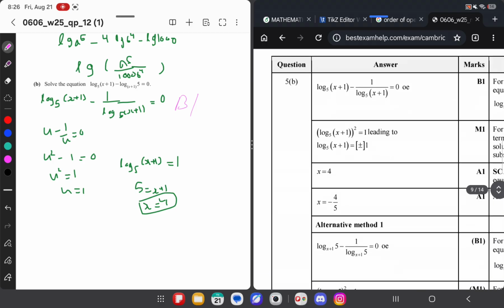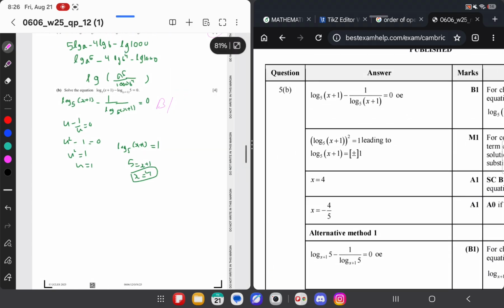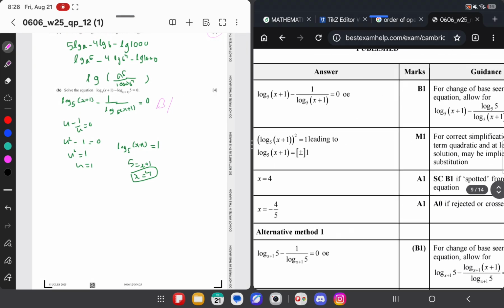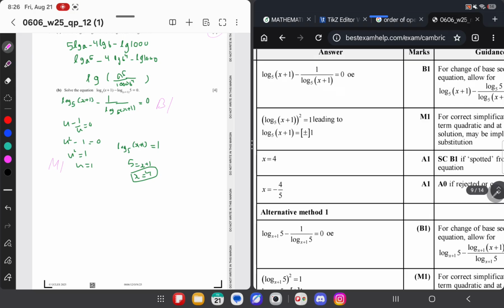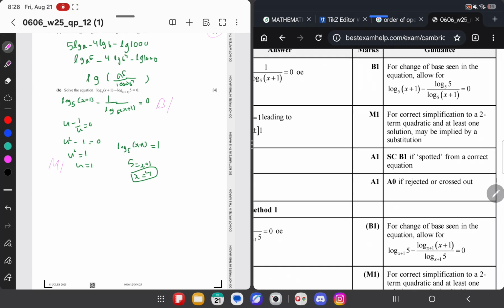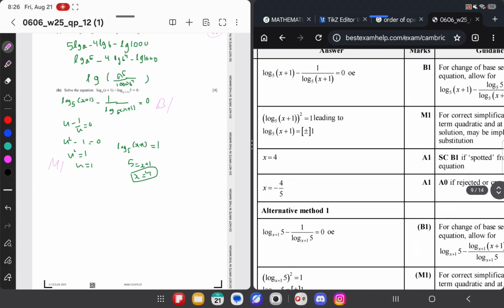There's many alternative methods. He forgot. At least one solution may be implied by substitution. Yes, oh my god. Dude, what the hell? Special case B1 if quote spotted from a correct equation. A0 if rejected or crossed out. So he gets A1 only. I'm so sorry.